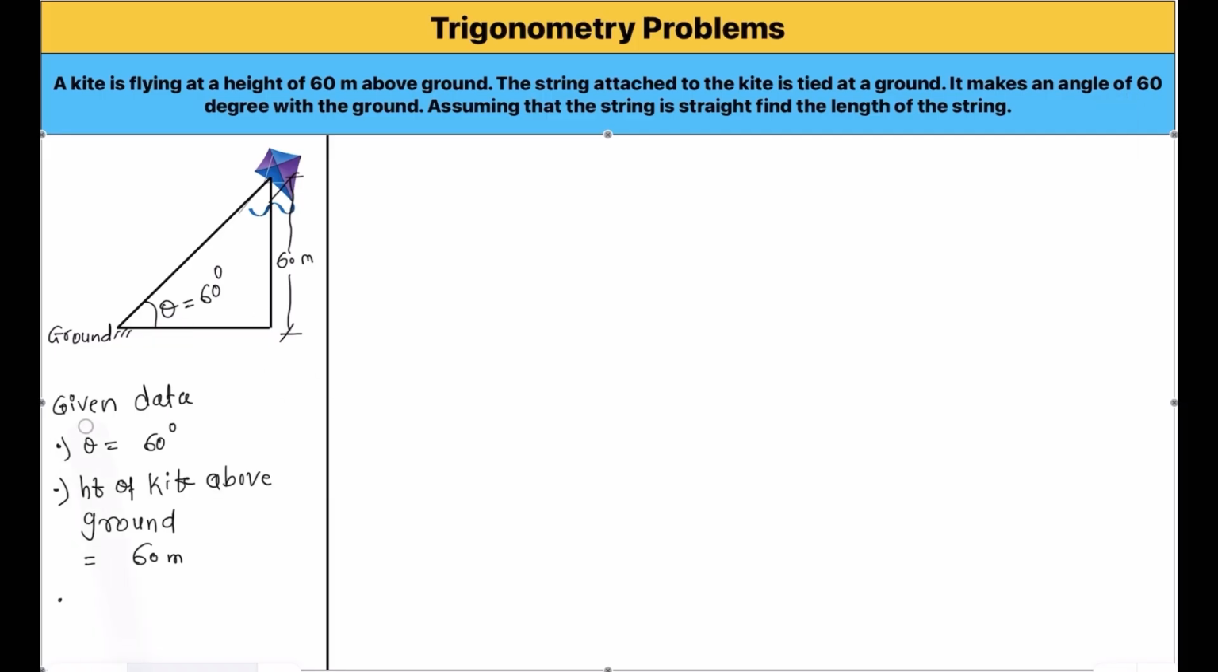Given data is theta 60 degrees, height of the kite above the ground 60 meters. We need to find the length of the string. We have the opposite side. We have angle theta. We need to find the hypotenuse. Pause this video, solve this problem on your own. The answer would be provided, but I highly recommend you try and solve this problem on your own.